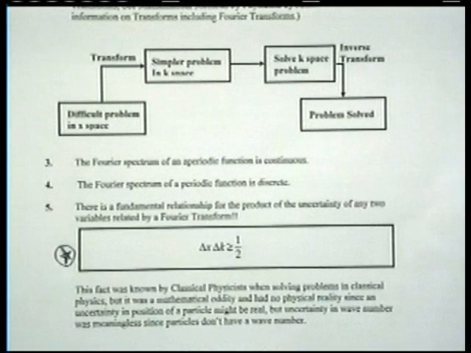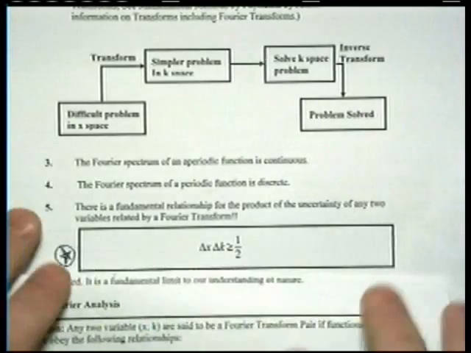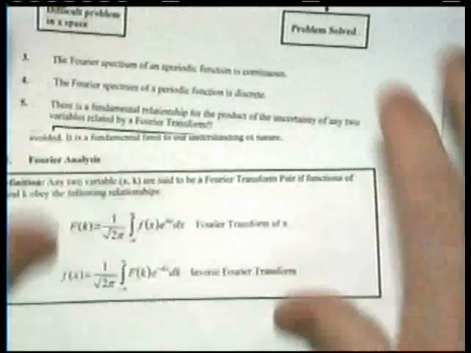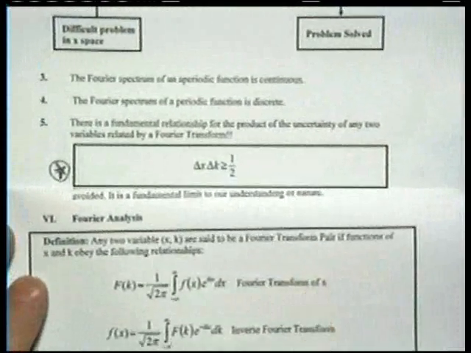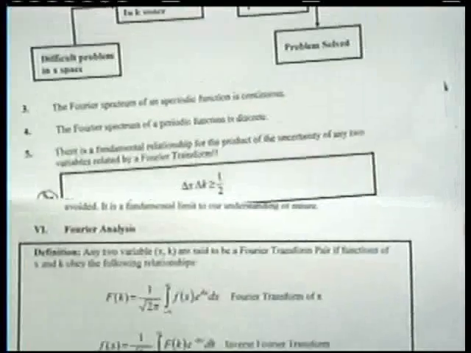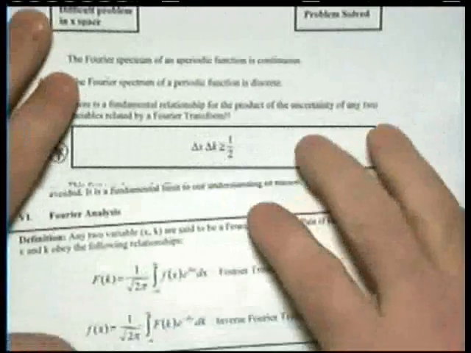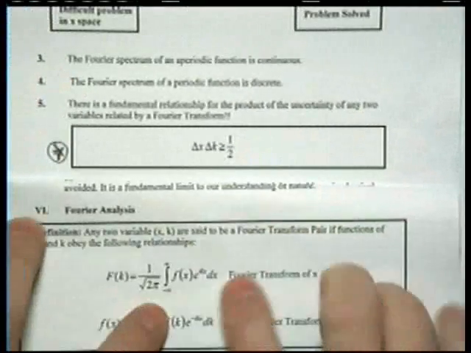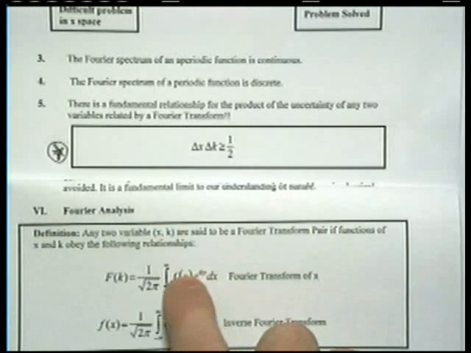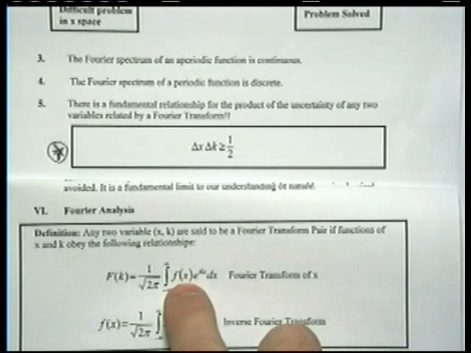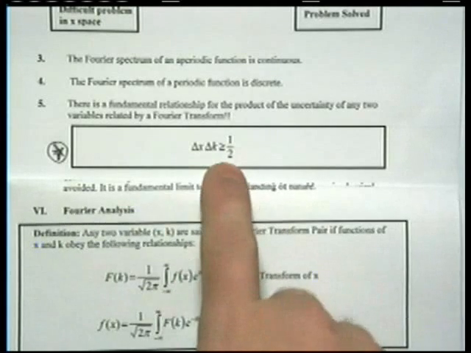They also know about another thing. If you have two variables, like K and X, they're related by an integral transform. Let me move this up. This transform pair. Then there is an uncertainty relation between the two. The uncertainty in K and the uncertainty in X are always greater or equal to 1/2.